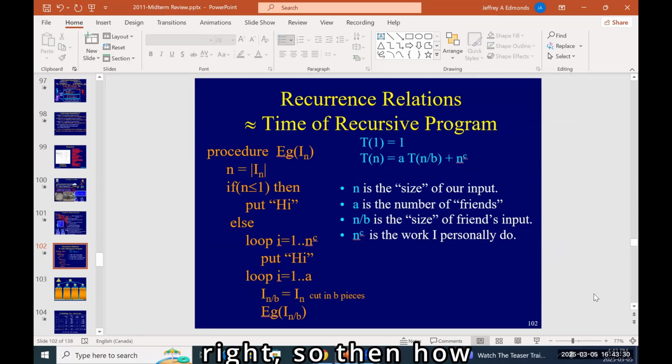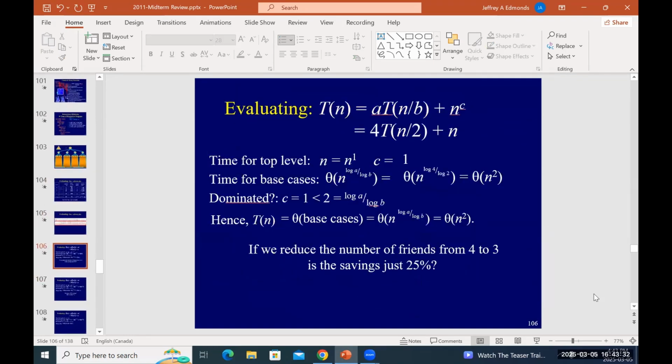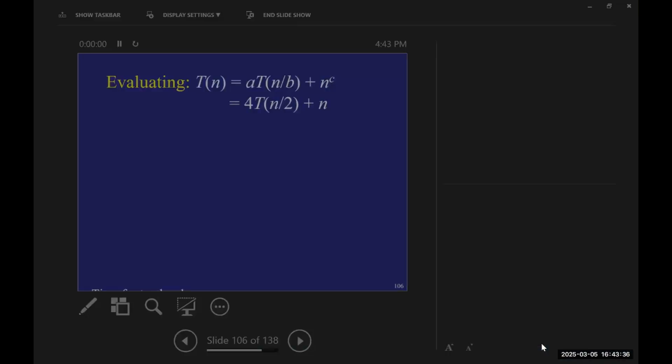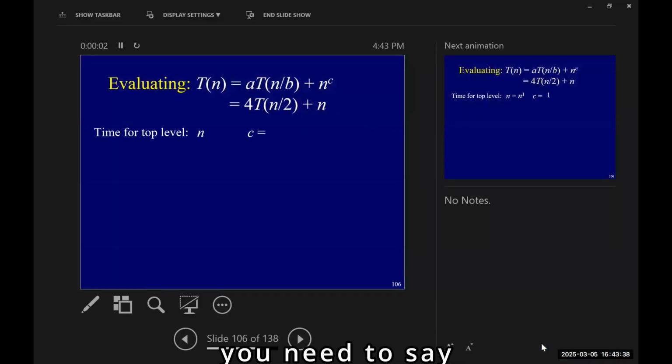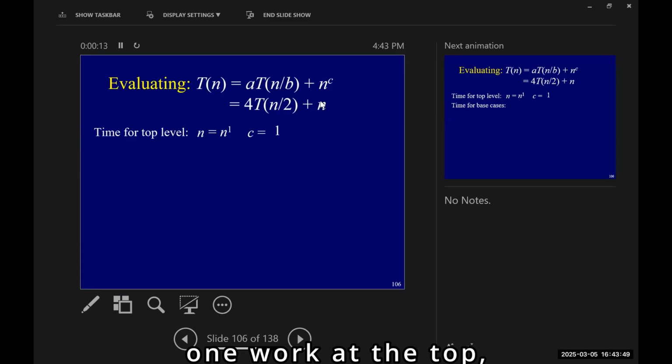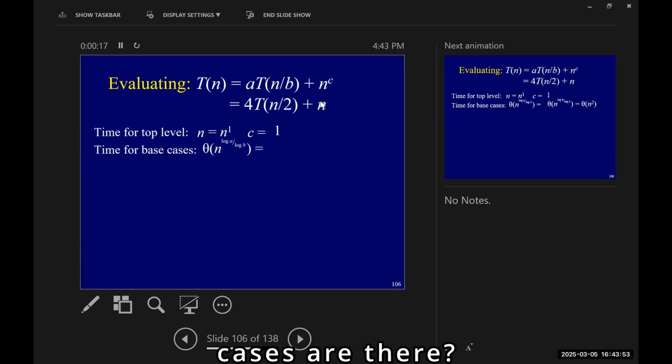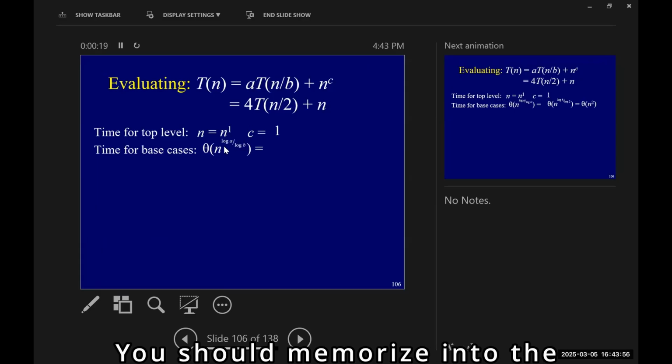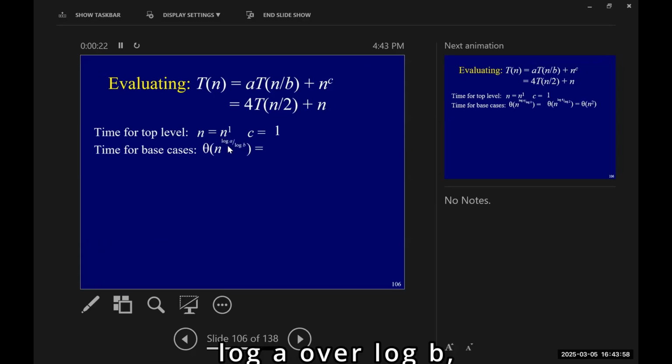All right, so then how do you solve it? You don't need to know the proof. You need to say, how much work is the top level doing, right? This is n to the 1, right? So c is 1. I'm doing n to the 1 work at the top, right? How many base cases are there? You should memorize n to the log a over log b, right?